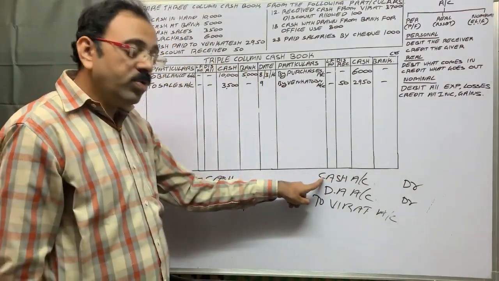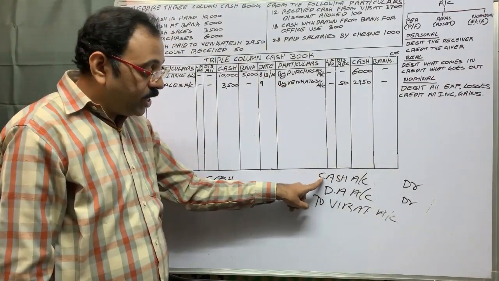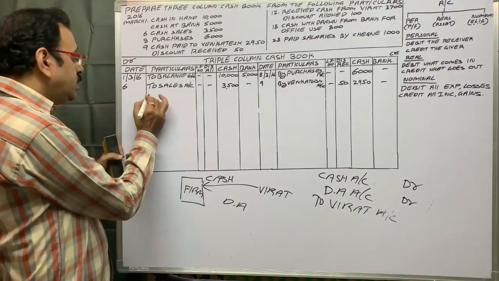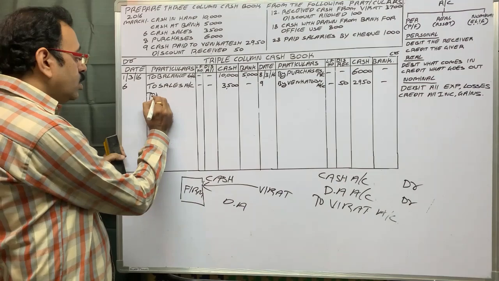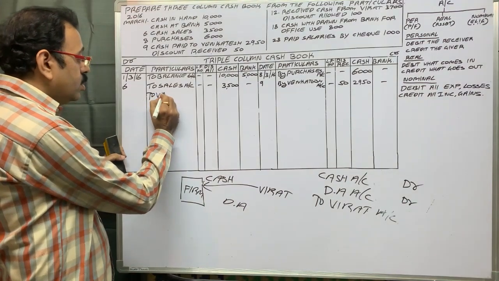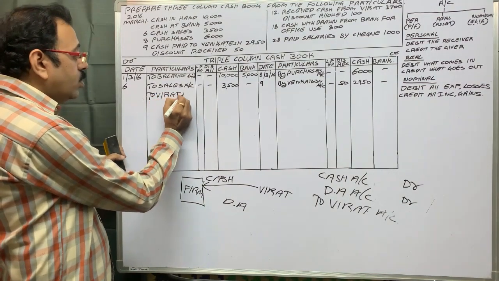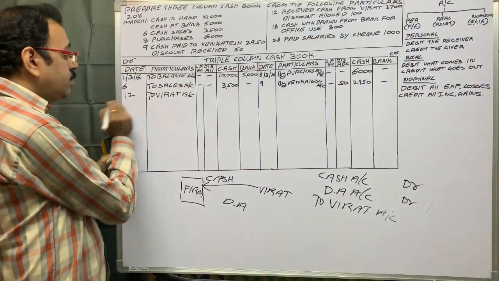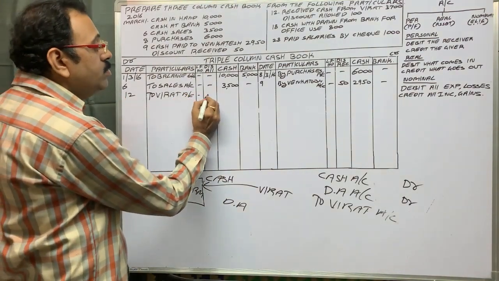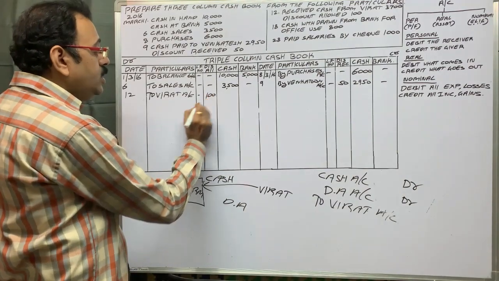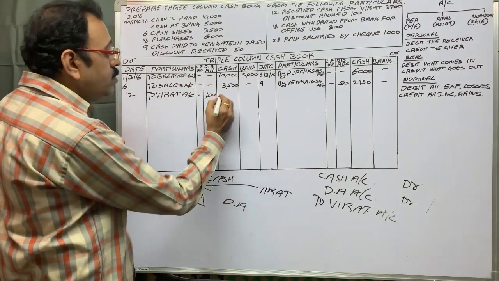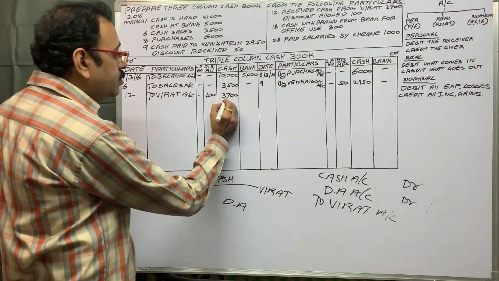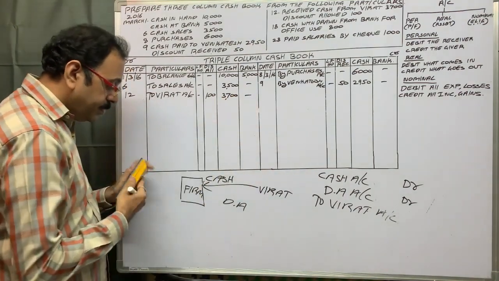Now we are preparing the cash account. Cash is in debit, so we have to post on the debit side. What to write? The other account, Virat account. 12th date. In the discount column 100 rupees. In the cash column 3,700. Okay.